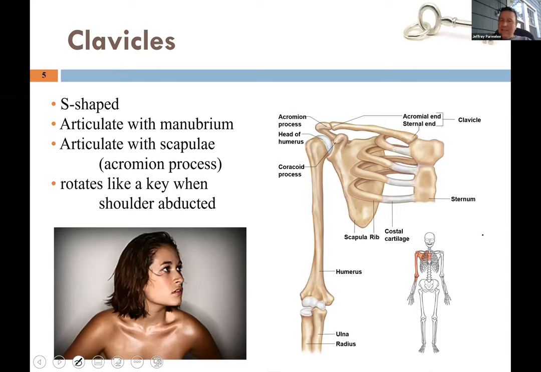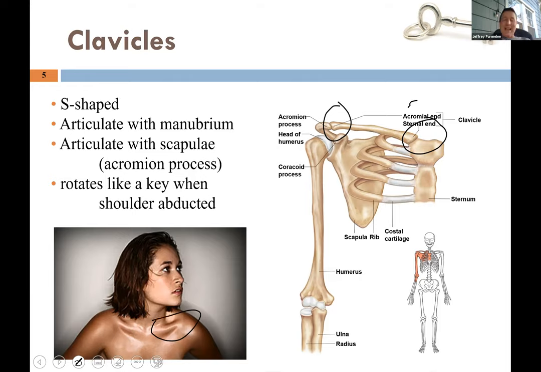Yeah, and so again, this is the sternal end and the acromial end. There's lots of ligaments that keep those stable, although you can dislocate either end of that. The clavicles can dislocate, or break. It usually breaks about in the middle. Very obvious.